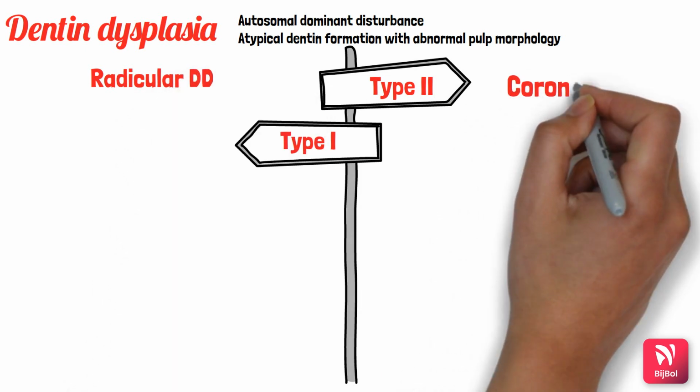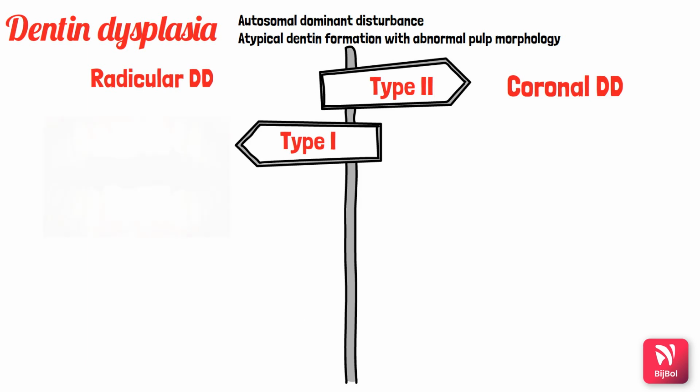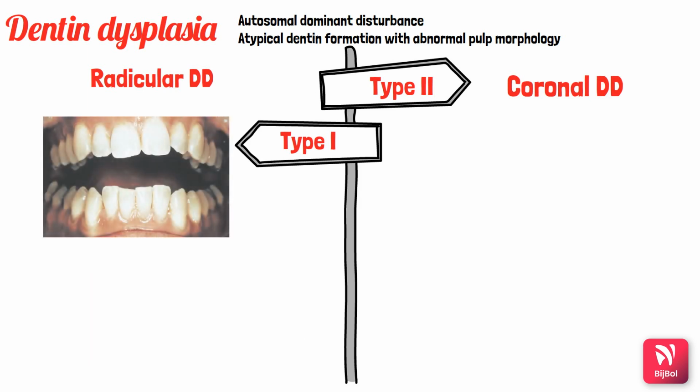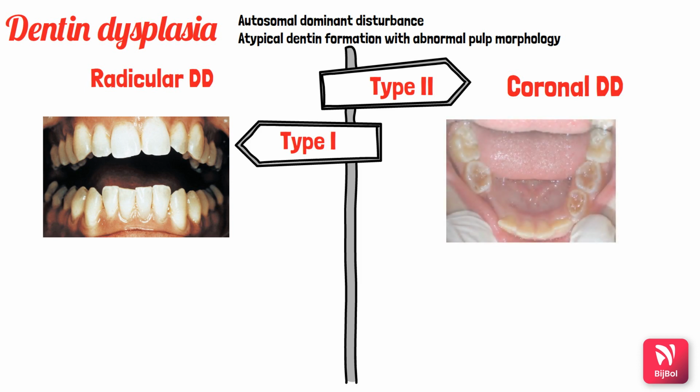Here we will compare and contrast both radicular and coronal dentin dysplasia in clinical and radiographic features. Going on to radicular dentin dysplasia, here the teeth will appear clinically very normal and also show normal eruption pattern. But the teeth will show extreme mobility and are exfoliated prematurely as a result of short roots. Whereas in coronal dentin dysplasia, both the dentitions are affected, wherein the deciduous teeth will have yellow, brown or bluish grey opalescent appearance, whereas permanent teeth are very normal.